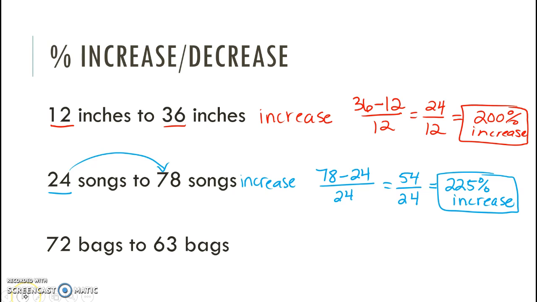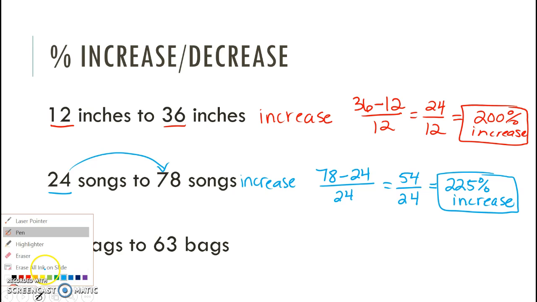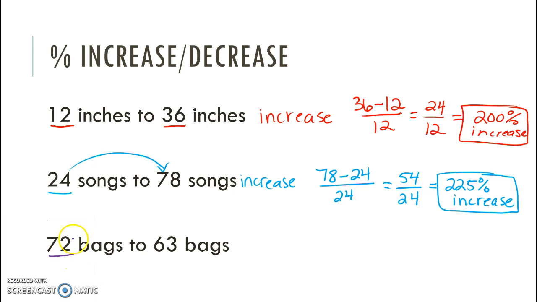Our last problem is 72 bags to 63 bags. So our original number is 72. And we move to 63. Because when we move from 72 to 63, that's a decrease. So we're going to actually use a different formula for that one. We're going to take our original number, 72, subtract the new number, 63, but we're still going to divide by our original number of 72.